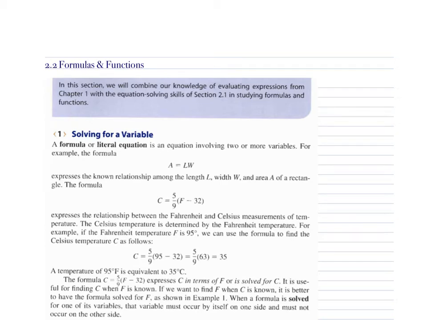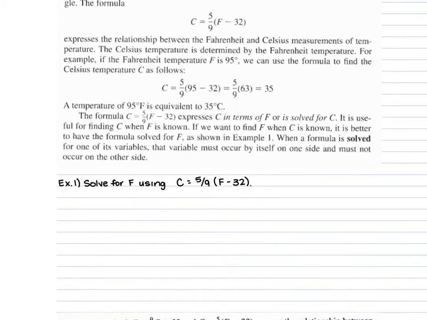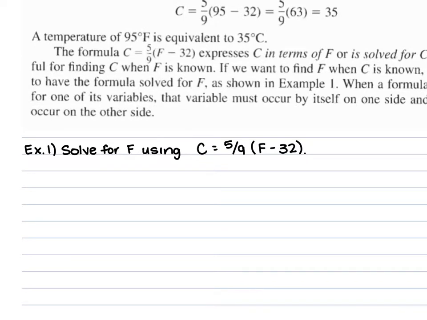2.2 Formulas and functions. With this section, we are solving formulas for specific variables. So if we look at example 1, we have C is equal to 5/9 times F minus 32, and we're solving for F. So I'm just going to rewrite this. C is equal to 5/9 times F minus 32.